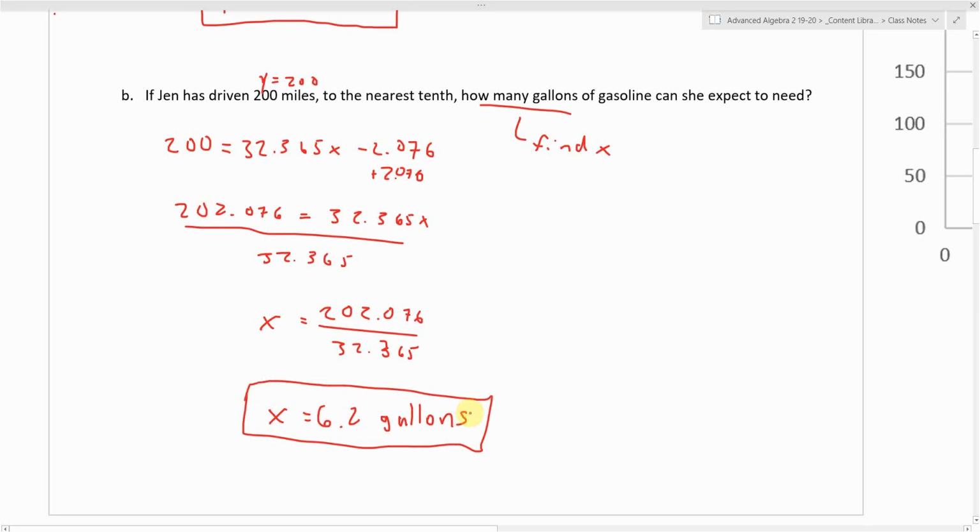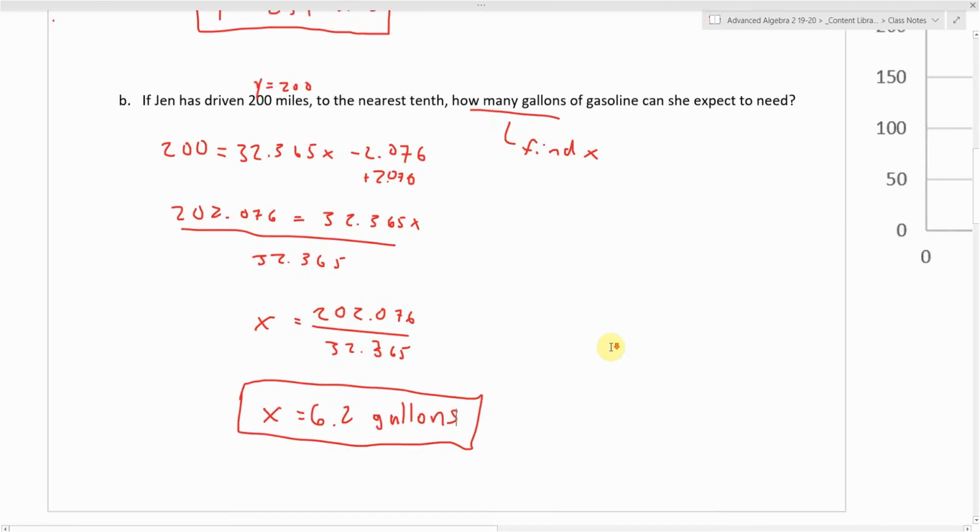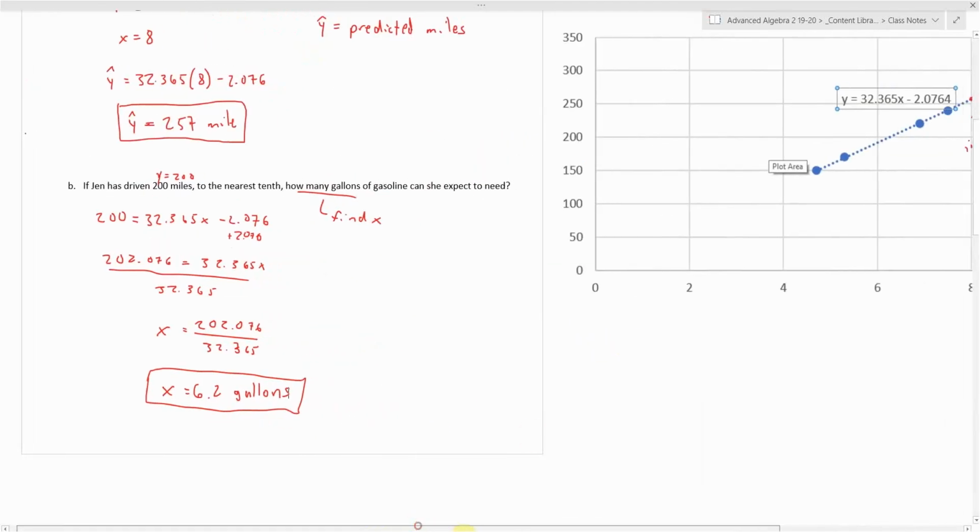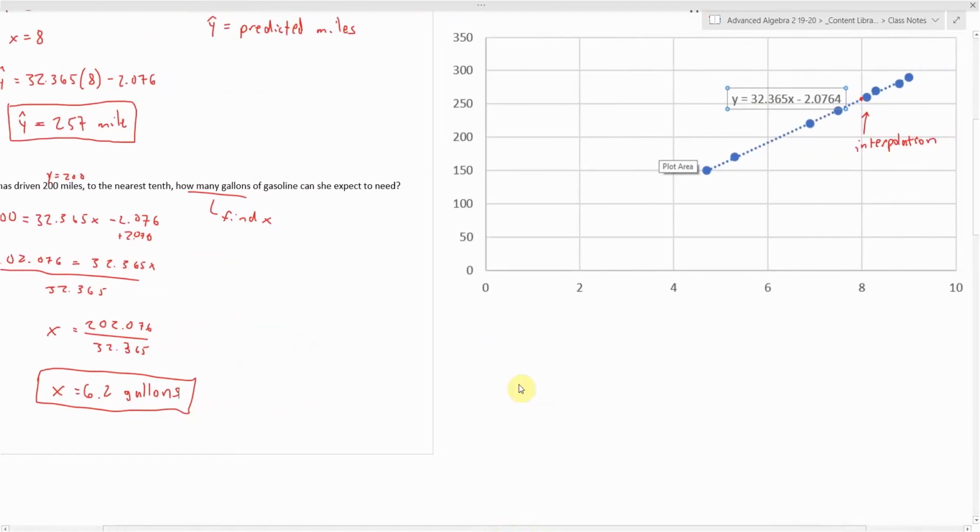Okay, so these are both, again, examples of interpolation. She drove 200 miles. That's within our range of known values. So this is also interpolation. Okay. In the next video, we'll talk about extrapolation.